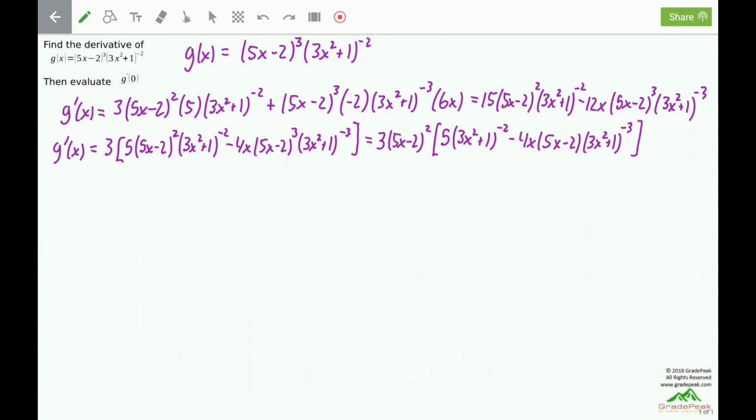The next thing we can do is factor out a (3x squared plus 1). We have that in each of them. We have here a negative 2 and here a negative 3. The lower power is negative 3.